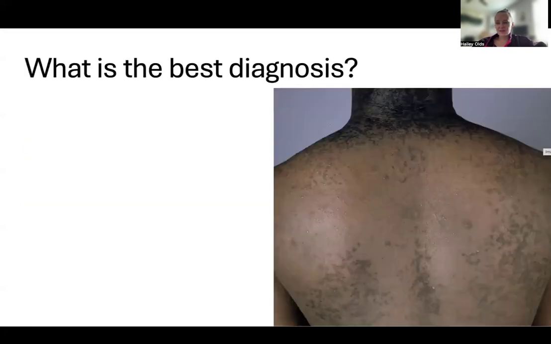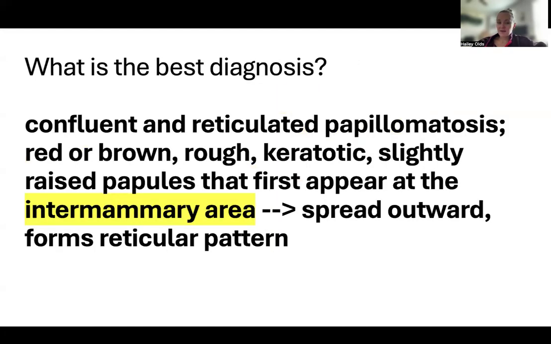Okay, what's the best diagnosis for this? This is CARP, also known as confluent and reticulated papillomatosis. So you get red to brown raised papules that then kind of coalesce to form a reticular pattern. And it's frequently at the chest.